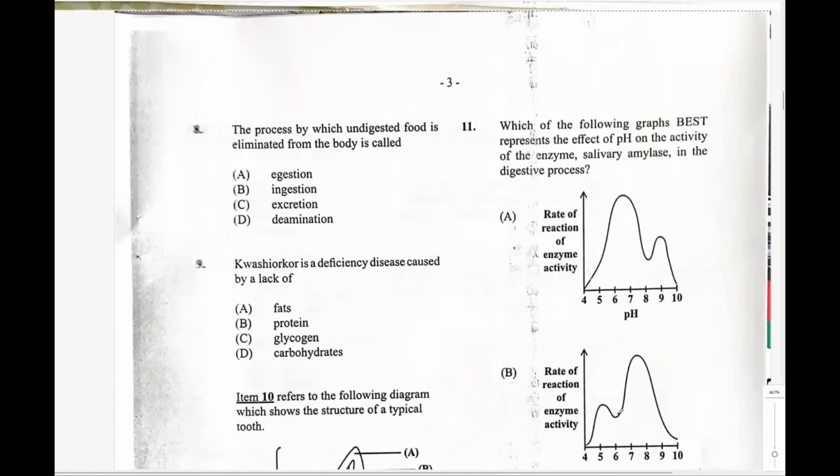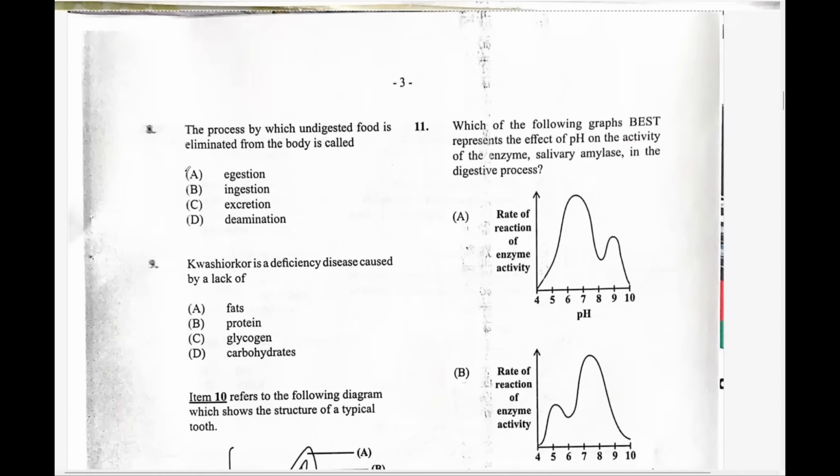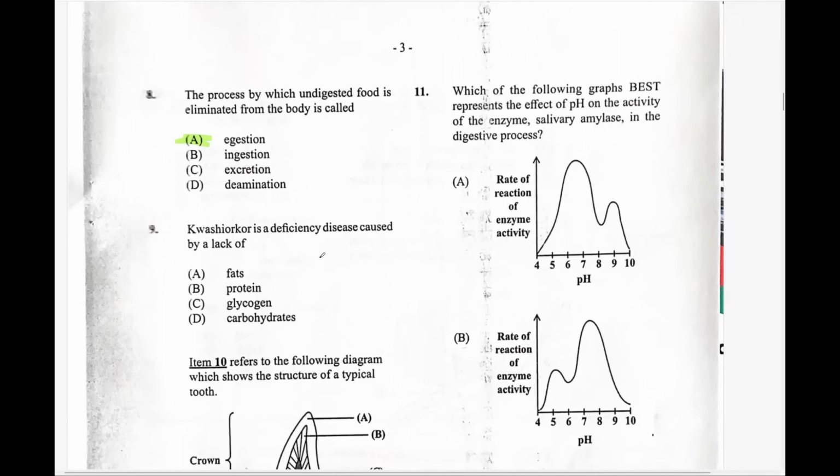Question 8. The process by which undigested food is eliminated from the body is called digestion. Question 8, the answer is A. Question 9. Kwashiorkor is a deficiency disease caused by lack of protein.